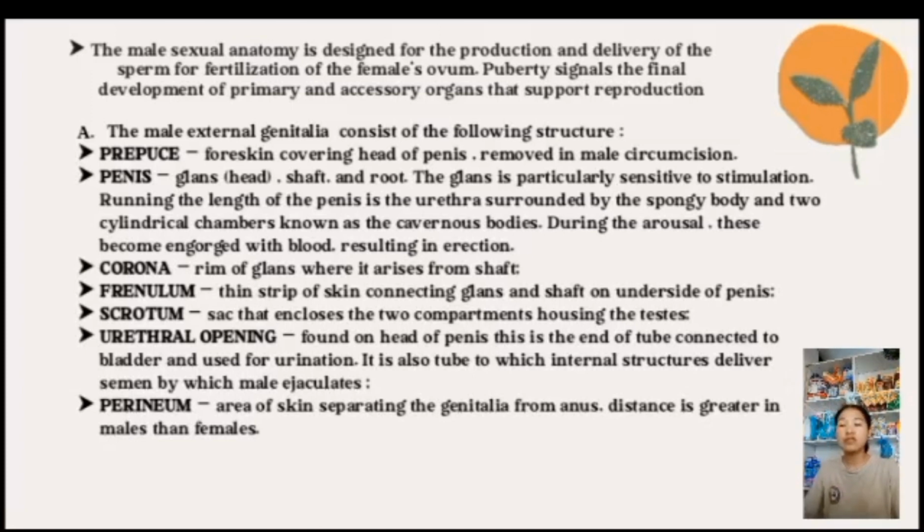Opening found on head of the penis. This is the end of tube connect the bladder and used for urination. It is also tube to which internal structure delivers semen by the male ejaculated. So, mo na siya.